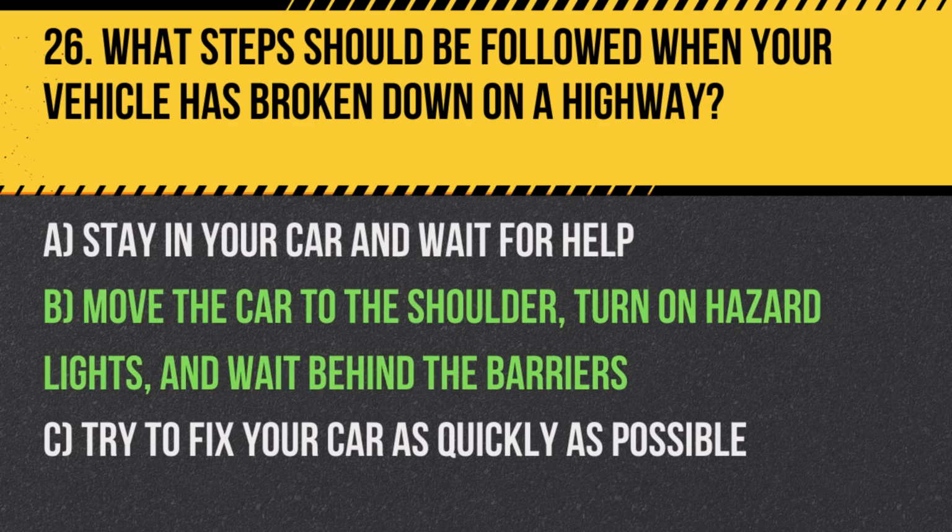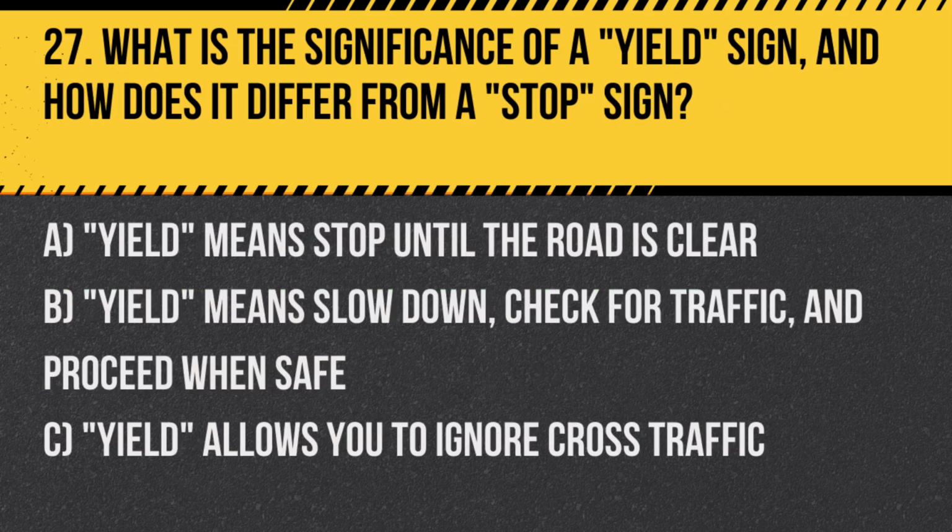Answer. B. Move the car to the shoulder, turn on hazard lights, and wait behind the barriers. It's safest to move your vehicle off the roadway and wait for help in a safe location. Question 27. What is the significance of a yield sign, and how does it differ from a stop sign?